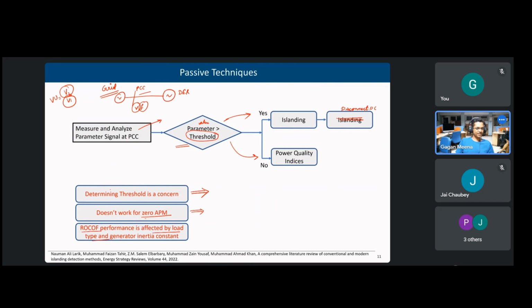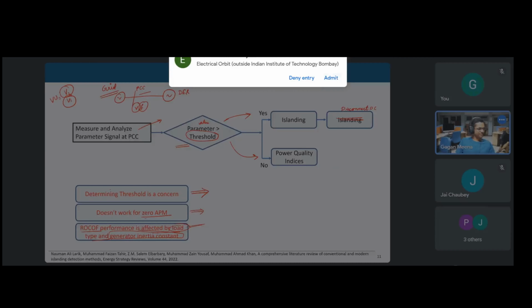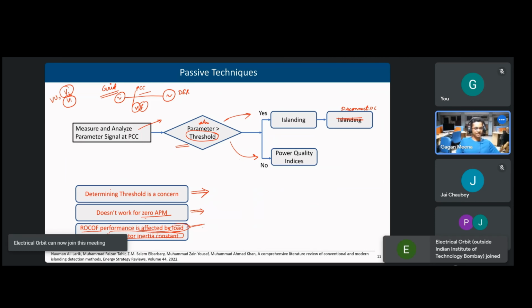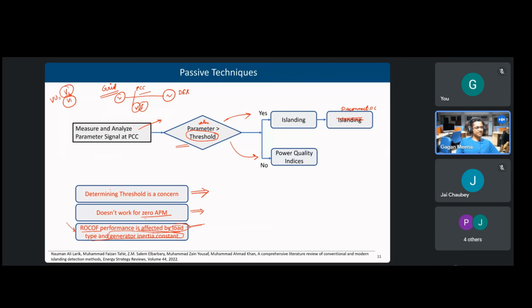So next are the active techniques. In active techniques, the main difference is the injection of disturbances. We will inject some disturbance at the PCC, then measure the signal, and the same procedure is followed. Because of this injection of perturbation, there is degradation of the power quality.